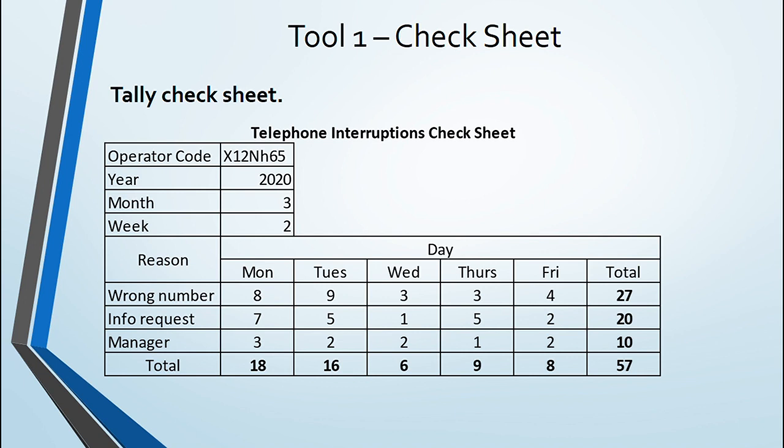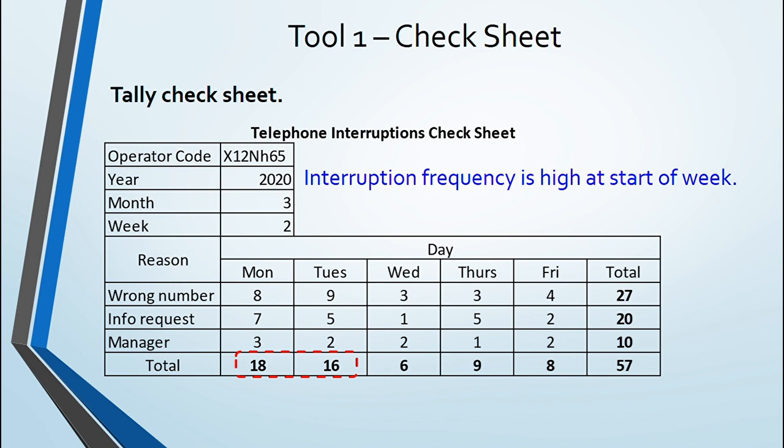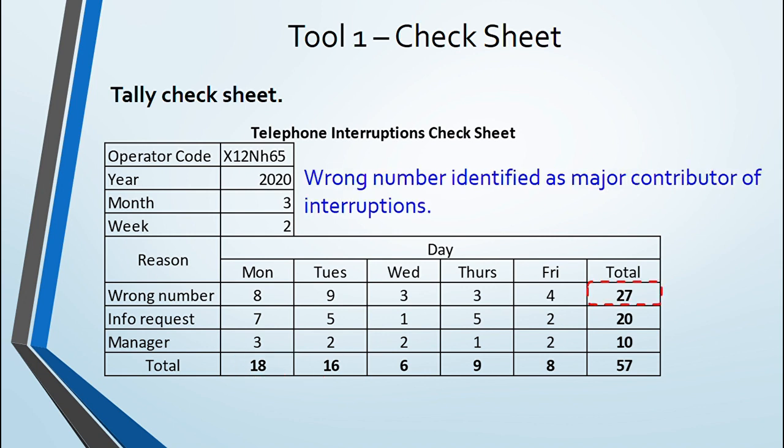This here is a weekly report of telephonic interruption of a telephone operator, where he has recorded the count of all sorts of interruption for the entire week. A few good insights we get from this data, if looked at carefully, are: first, interruption frequency is high at the start of the week, gradually reducing towards the end of the week. Second, wrong number is identified as the major contributor to net interruptions. With these two pieces of information, the call center supervisor should act accordingly now.